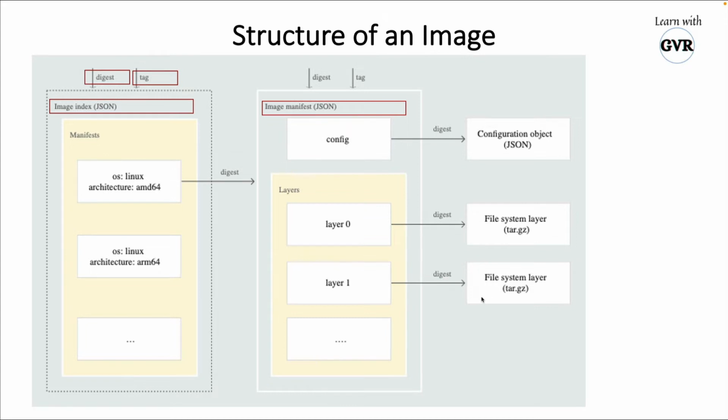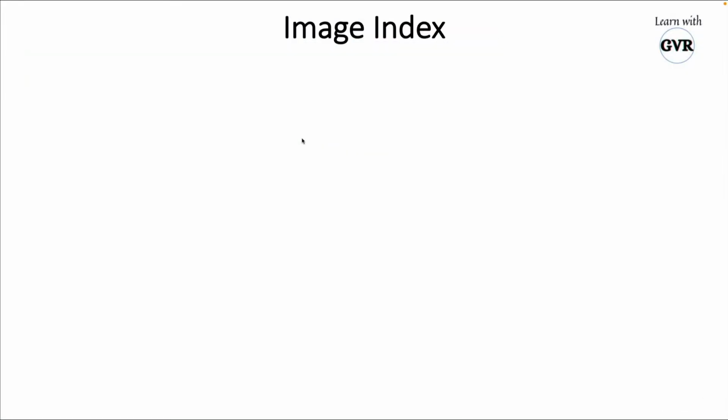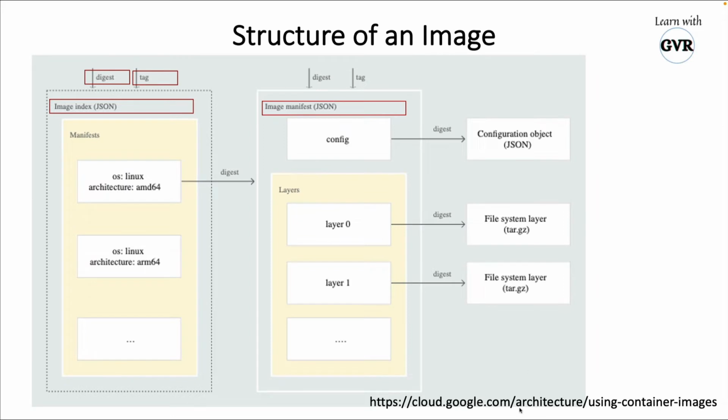Each layer has its own digest, but ultimately every image will have a digest at the root level as well. If you want to know the details of a specific version, you will be able to see the image manifest. This example I have taken from Google Cloud. It's very good, and maybe you can go and read it.